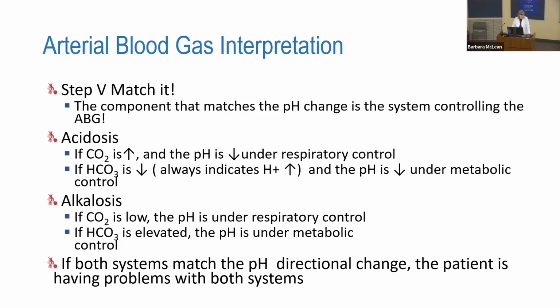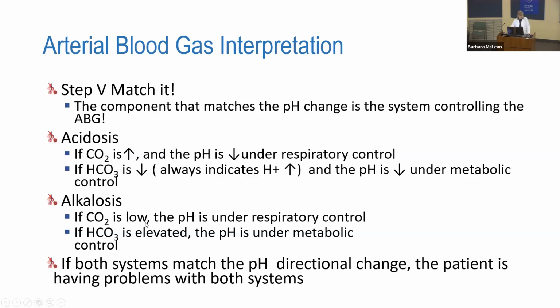Step 5 is you have to match the component that's causing the pH change, and that's what you're going to name it. So if CO2 is up and pH is down, that's respiratory acidosis. If bicarb is down, which always indicates an increase in hydrogen ion, metabolic acid, and the pH is down, that's metabolic acidosis. That makes perfect sense. If CO2 is up and bicarb is down and your pH is down, you have both respiratory and metabolic acidosis.